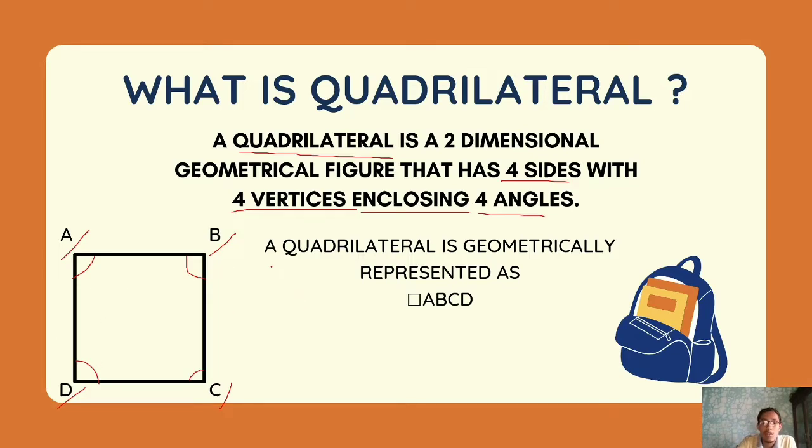How is a quadrilateral represented? A quadrilateral is geometrically represented as quadrilateral ABCD. In place of ABCD you can use any alphabet. You can use PQRS, MNOP, XYZV. Any alphabet can be used. But for representing a quadrilateral, we use this symbol, which looks like a square.